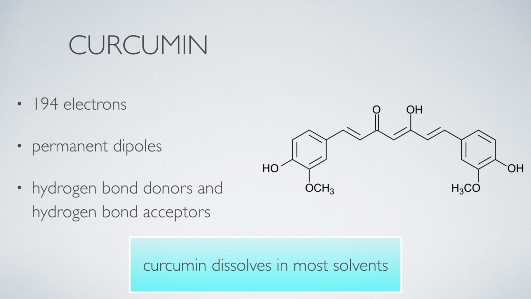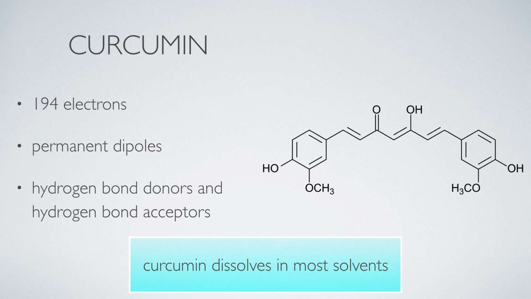And so I have pretty good London dispersion forces. I've got 194 electrons. I get pretty strong London dispersion forces. And these London dispersion forces are largely my hydrophobic interactions. Now, my hydrophobic interactions mean that curcumin likes to dissolve in octanol.